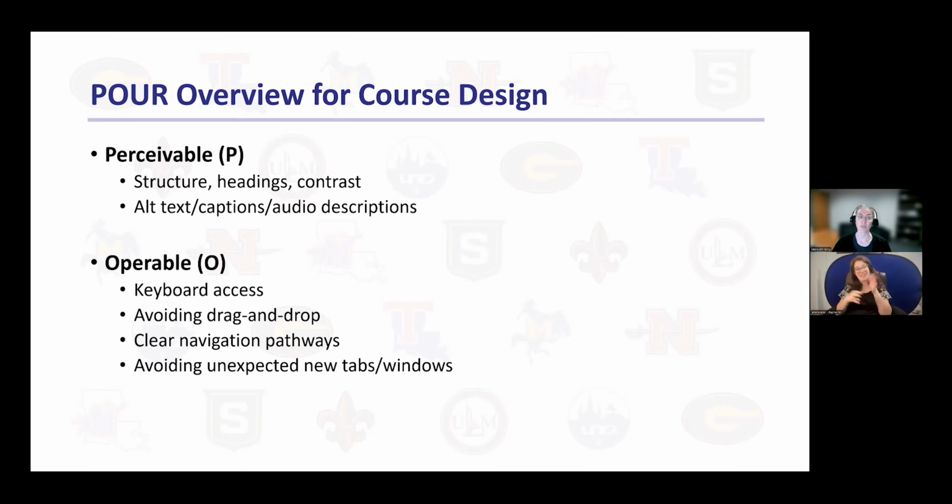You're thinking about operable, our O. That's keyboard access, avoiding things that are only drag and drop and require a mouse and a visual. You need to make sure, again, that there is keyboard access, and clear navigation pathways so that students who are using screen readers or assistive technologies can move through in a clear pathway, and avoiding unexpected new tabs or new windows without notifying students.